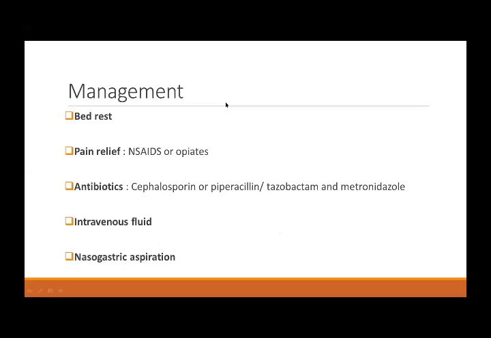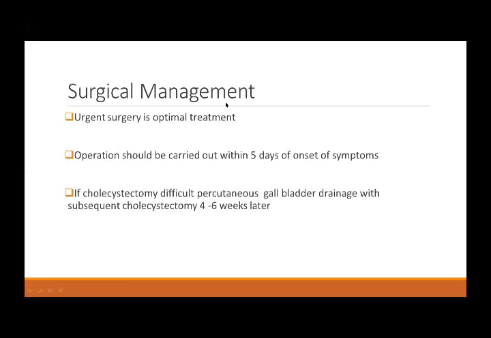So you give bowel rest, NPO, nil per oral, intravenous fluids, and pain relief. Surgical, urgent surgery is optimal treatment. It should be carried out within 5 days of acute symptoms. If cholecystectomy is difficult to perform, ensure subsequent cholecystectomy 4 to 6 weeks later. So you drain the gallbladder till you arrange for cholecystectomy.